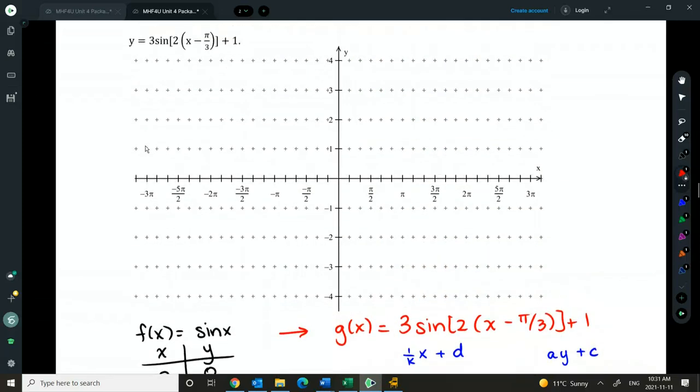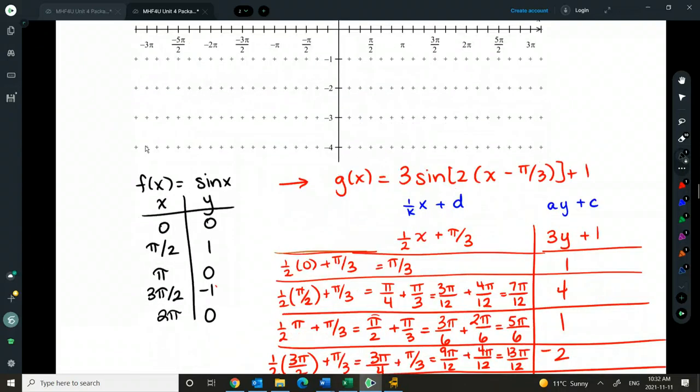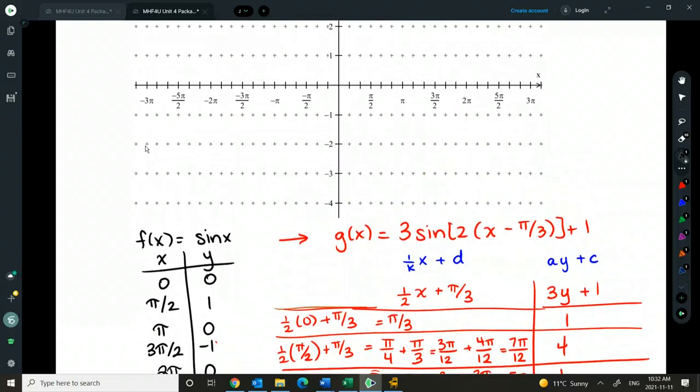as we always do. So this question asks us to graph 2 cycles of the parent and 2 cycles of the transform. So let's just start with the parent function here. That one's pretty straightforward. I'm going to graph 0, 0, pi over 2, 1, pi, 0, 3 pi over 2, negative 1, and 2 pi, 0. That's one cycle.